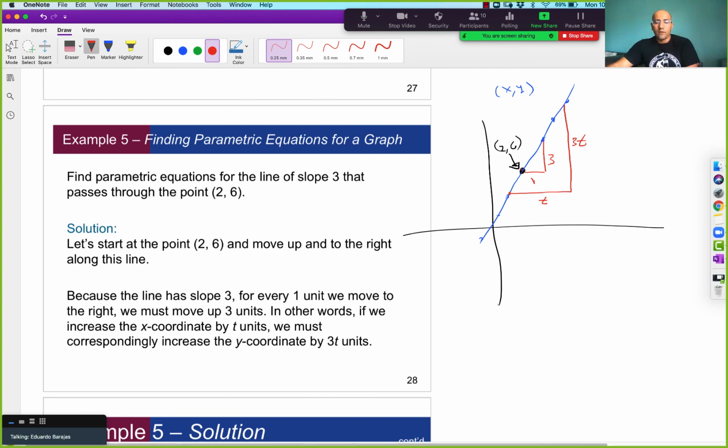Good. However, we have a starting point of 2, so from here I can conclude that the x equation has to be 2 plus t, and the y one would be equal to 6 plus 3t.